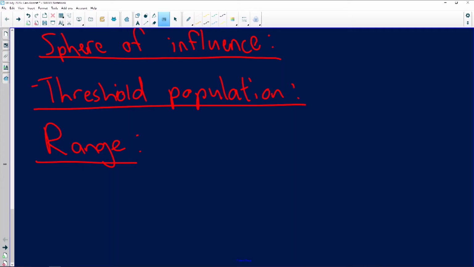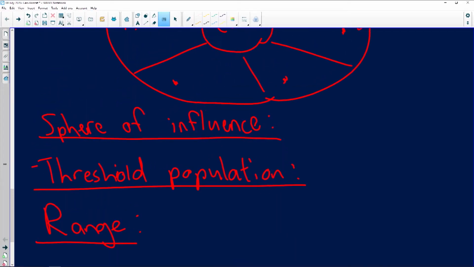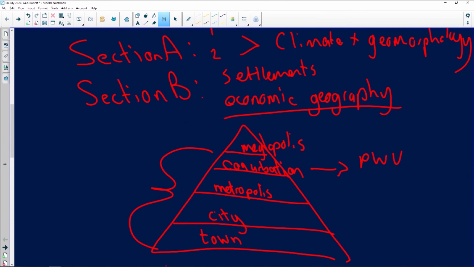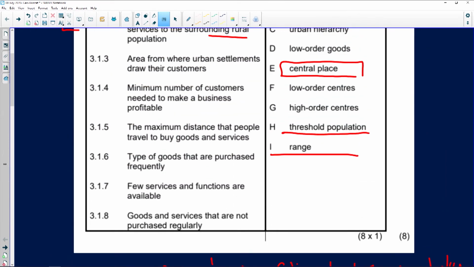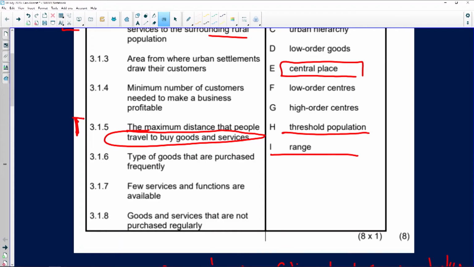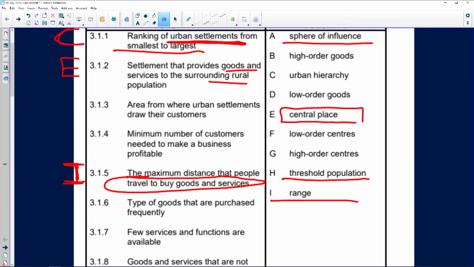So if you look at range, and if you go back to the table over here, let's see if we can see that concept in it. Range is I. If we quickly look at 3.1.5, the maximum distance that people travel to buy goods and services. That's the range. So I've just basically provided you with 3.1.5's answer. I'm going to write there an I, but we still haven't answered 3.1.3. So the range is how willing you are to travel for that good or service. Now I'm talking about a service like a barbershop or a brain surgeon.